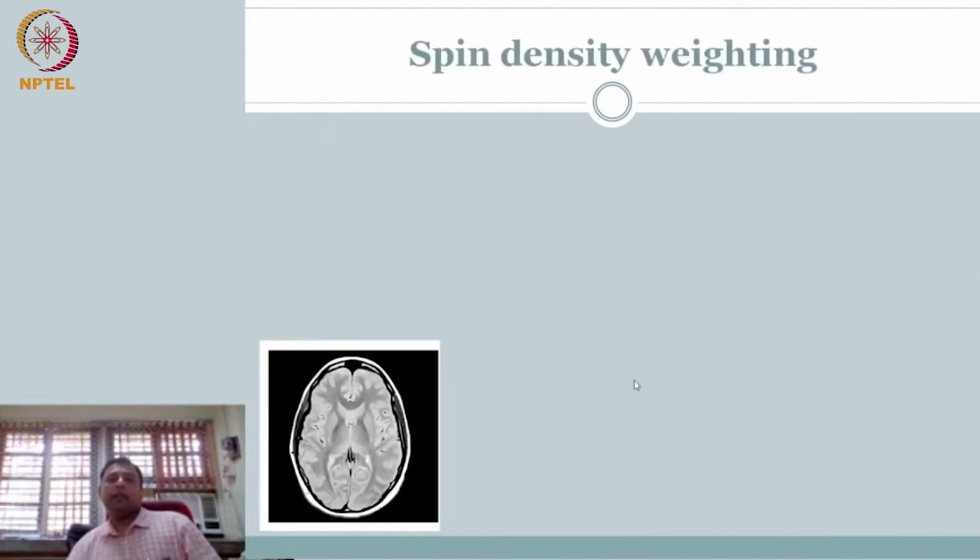So let's start. Proton density or spin density weighting. How do you get this? Let's think about what is the meaning of proton density weighted. So proton density, you're sure where is the signal?